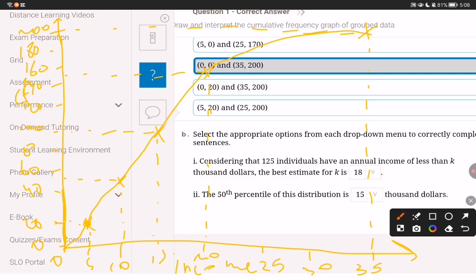Now for part B, considering that 125 individuals have an annual income of less than $1,000, the best estimate for K. So we're trying to find the income. That means we're going to use the cumulative frequency on the side. They said 125 individuals, so we go on our y-axis. Where's 125? You have 80 here, 100, 120, and then 140. So it should be over here, because in the middle would be 130. So that means it should be like a quarter way there.